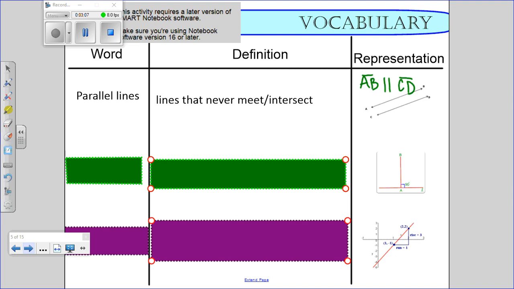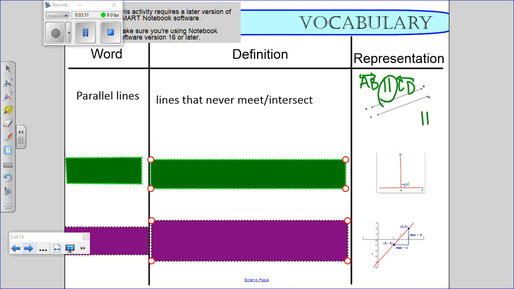We remember from our very first lesson, this is how you shorthand lines, with the line on top. Really, I should have arrows here, huh? Because they are lines that continue on forever. This symbol right here is my parallel. It's just two parallel lines.